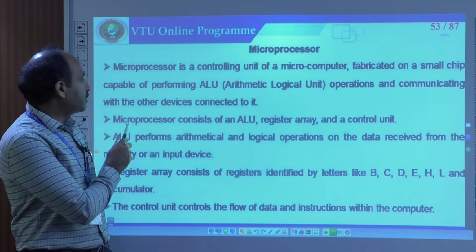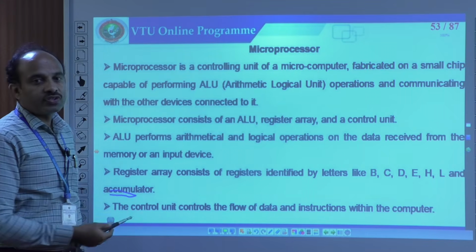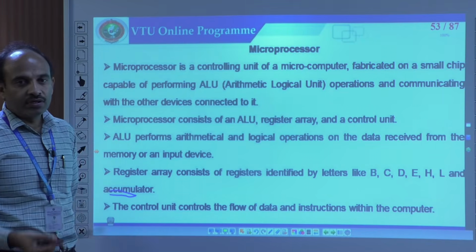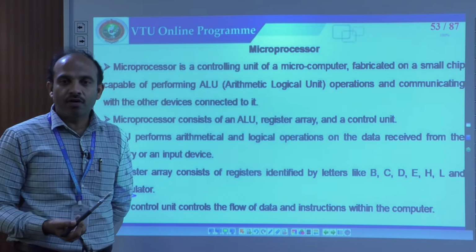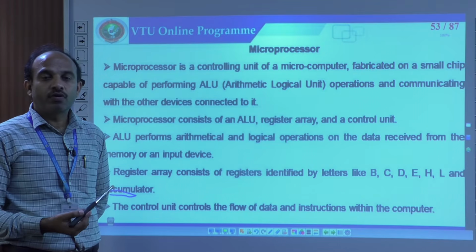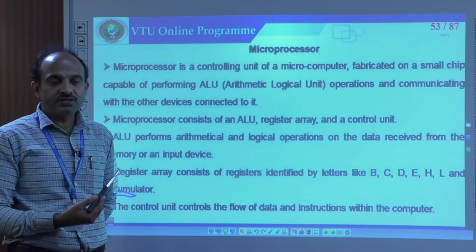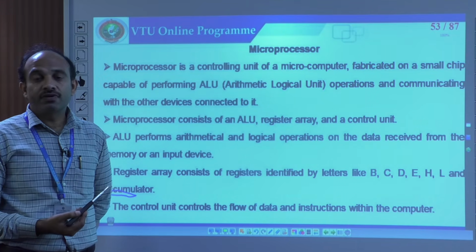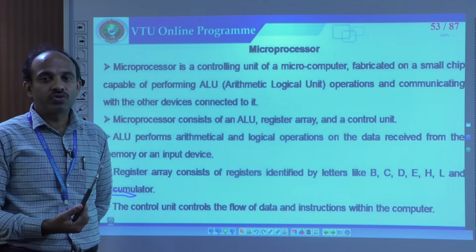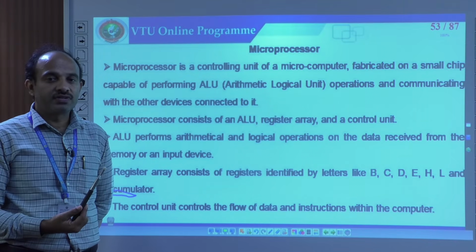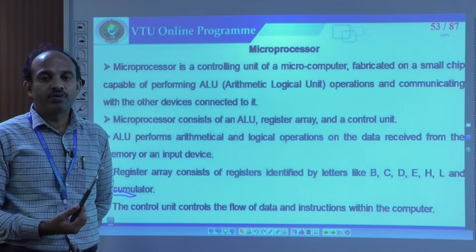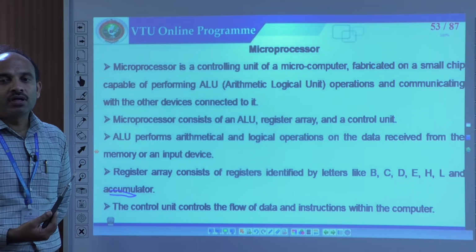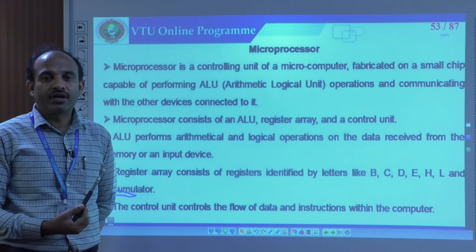Next, the microprocessor, as already discussed in the first point, consists of the ALU, register array and a control unit. The job of the microprocessor is as a controlling unit. In the same way, it consists of the ALU because it needs to perform all the arithmetic and logic operations, and the register array, as we discussed in the last session, is a kind of temporary storage. Along with some registers it acts as a temporary storage device, and also a control unit controls the entire flow between the different components.